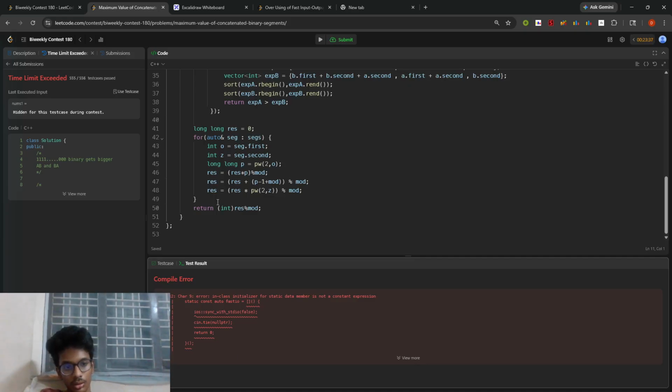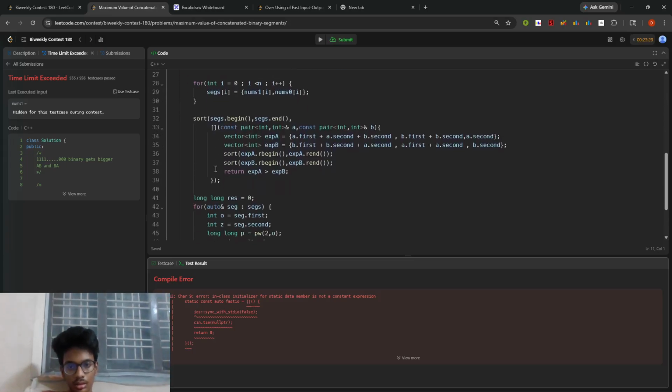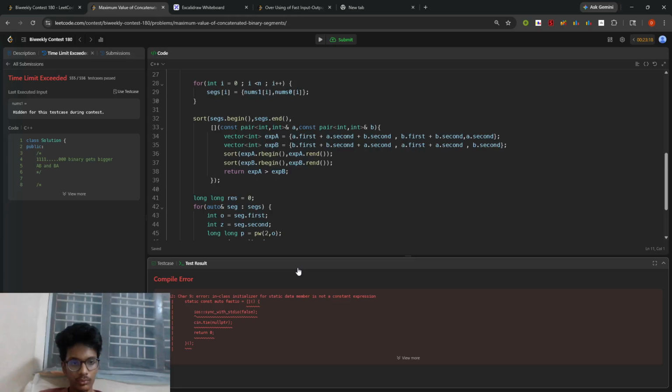So okay, the basic thing which is giving you a TLE is sorting, right? The sort function. How can I optimize that one? It's taking n log n time.